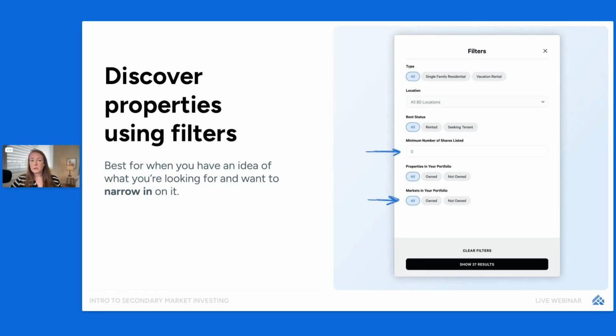First is the minimum number of shares listed filter. So this will help you find properties if you maybe have a minimum investment in mind. So if you think that all of our new properties are offered at $10 per share, and you know you want to invest at least $1,000 in each property, you could use this filter to show only properties with at least 100 shares listed for sale. And then my favorite filter here is markets in your portfolio. This is a really great one if you're looking to diversify into new markets, especially ones that maybe we haven't offered in a while. So selecting not owned here will show you all the properties on the secondary market in markets that you don't have in your portfolio yet.